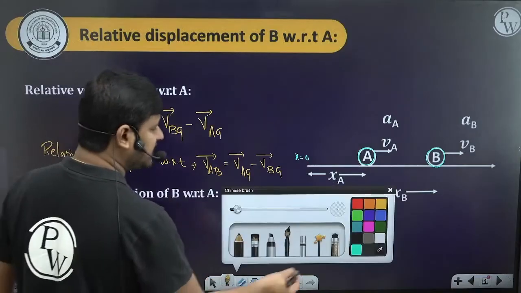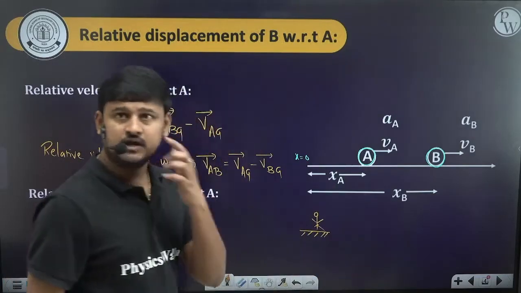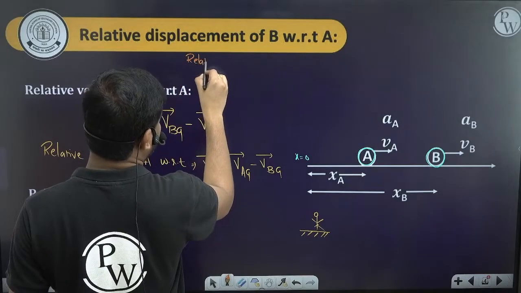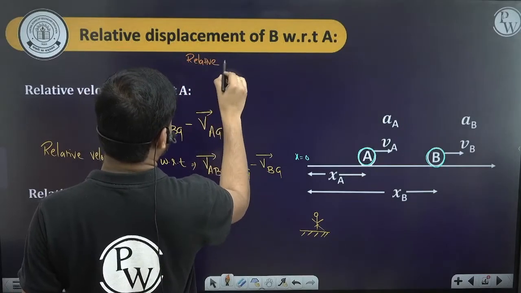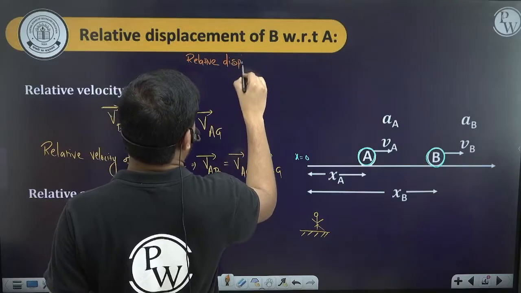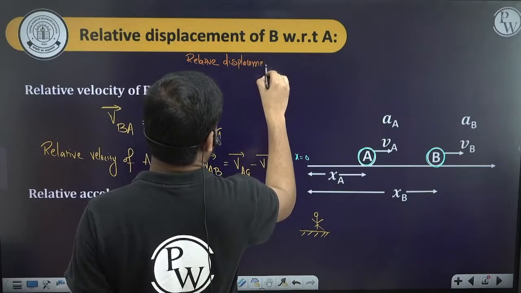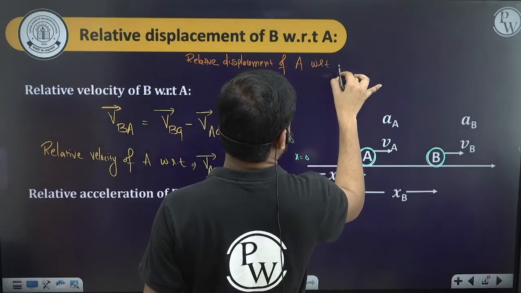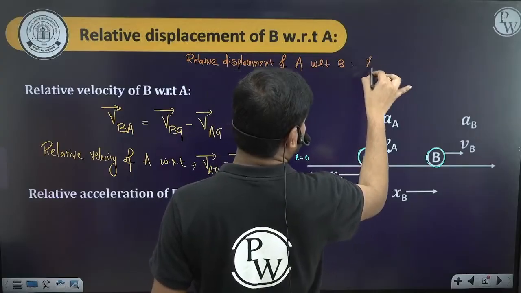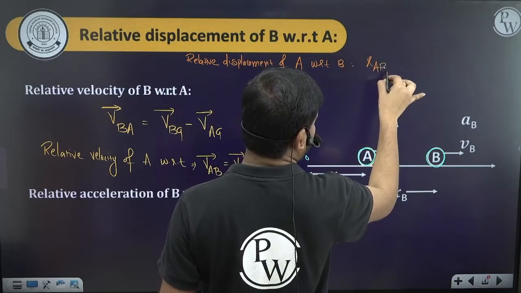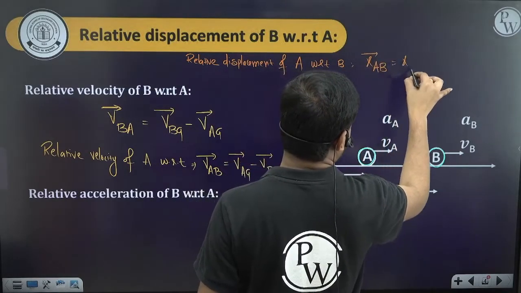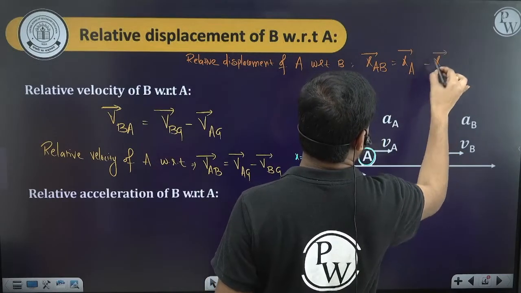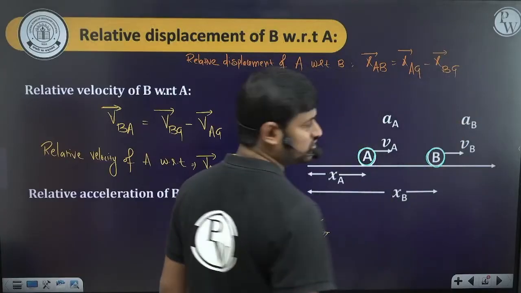So similarly you can write for the relative displacement as well. So what is the relative displacement? Here I can write the relative displacement of A with respect to B, which is nothing but displacement of A minus displacement of B, with respect to ground.